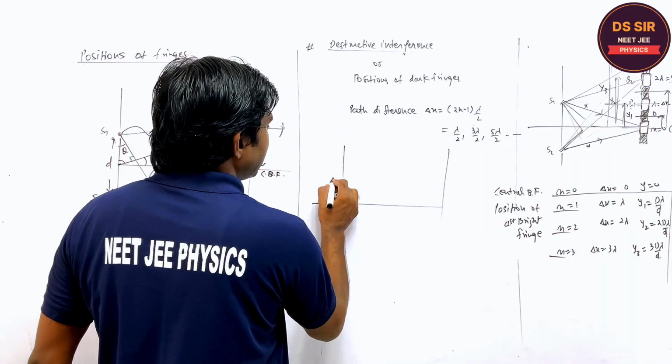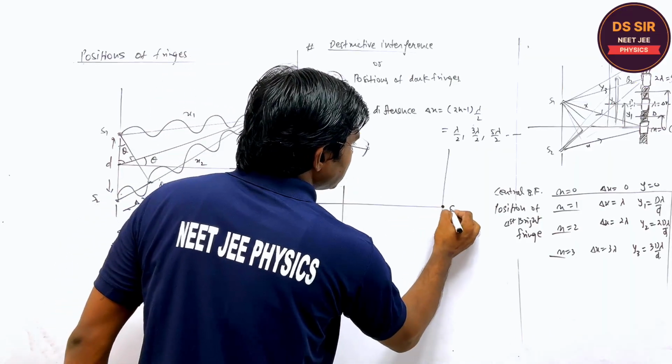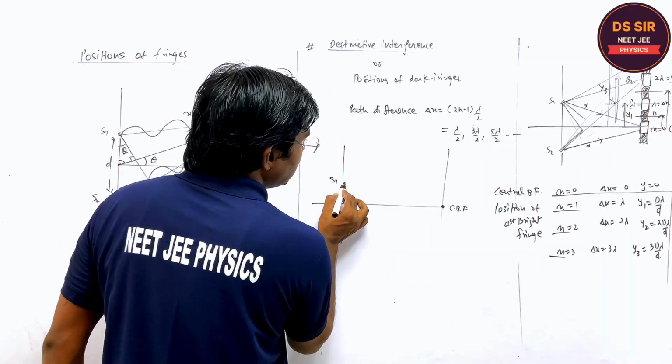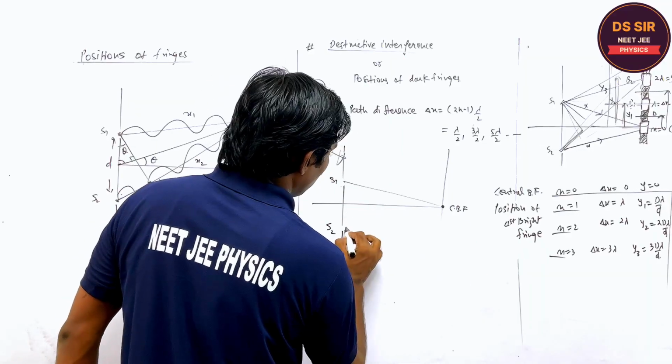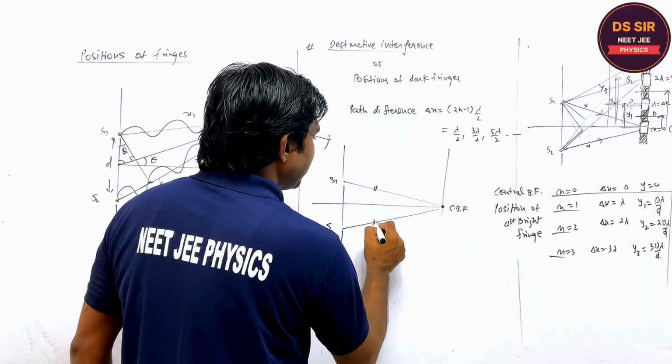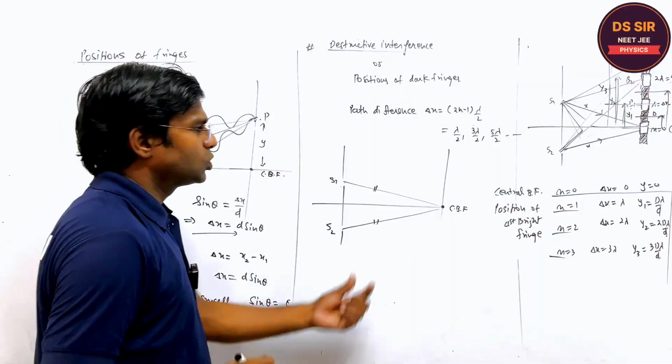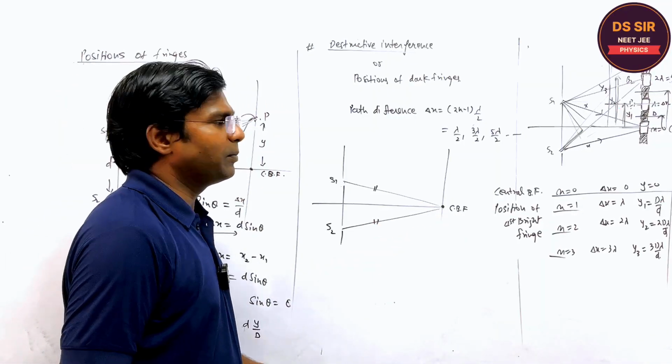Listen, if this is S1 and this is S2, for the central bright fringe, what is the path difference between the two waves? Can you tell me? This path and this path are the same. So what is the path difference for the central bright fringe? Tell.